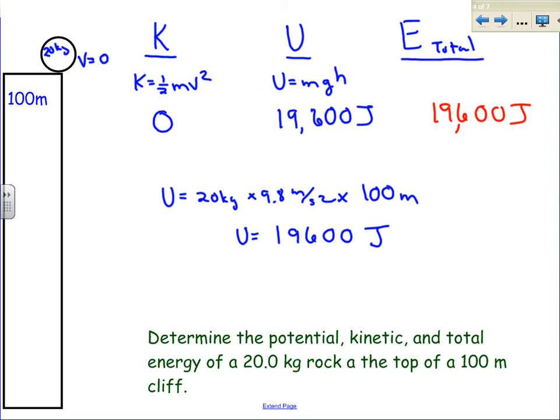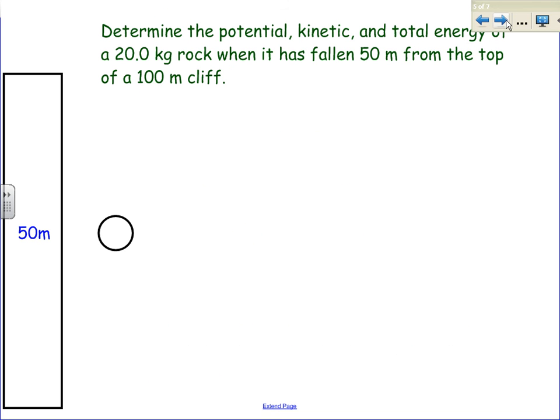So now the rock's falling halfway. So we're 50 meters down the cliff. Again, we're going to look at kinetic, potential, and total energy. Total energy has to equal 19,600 joules.